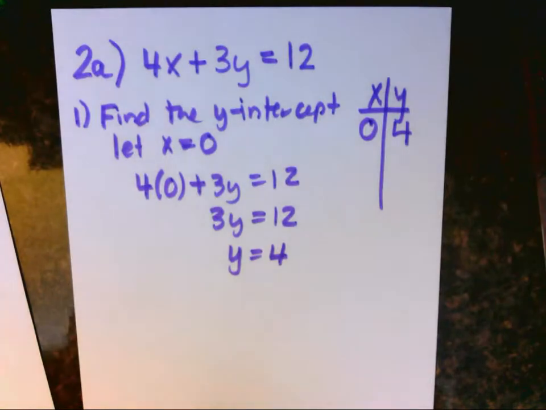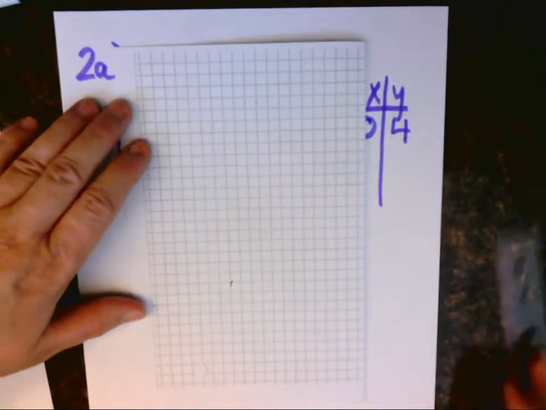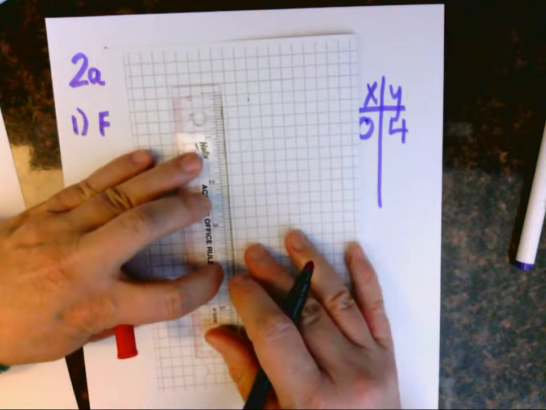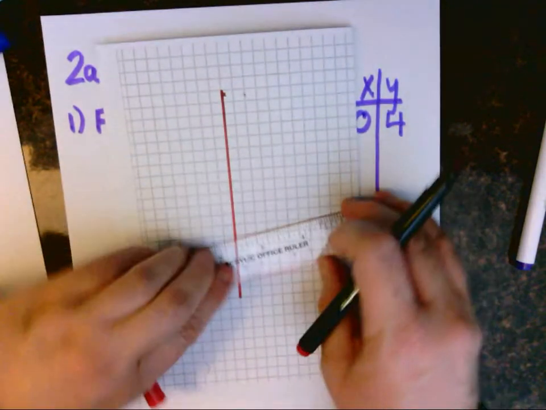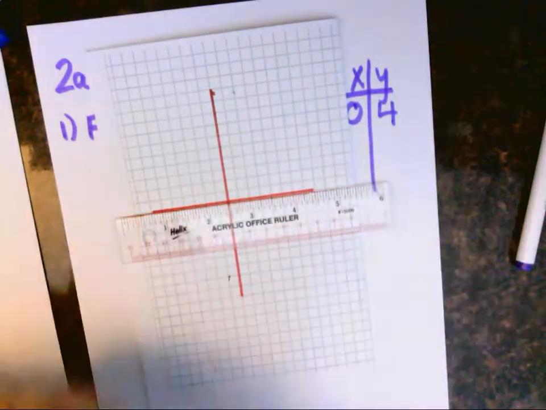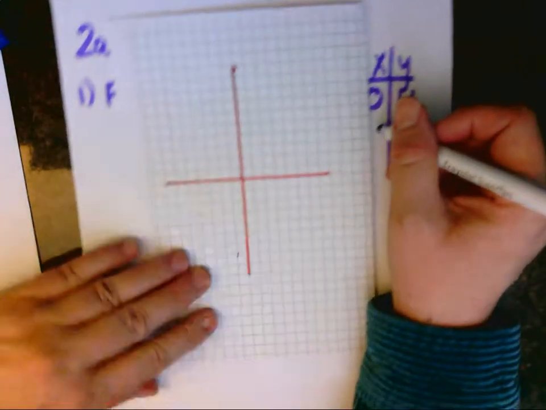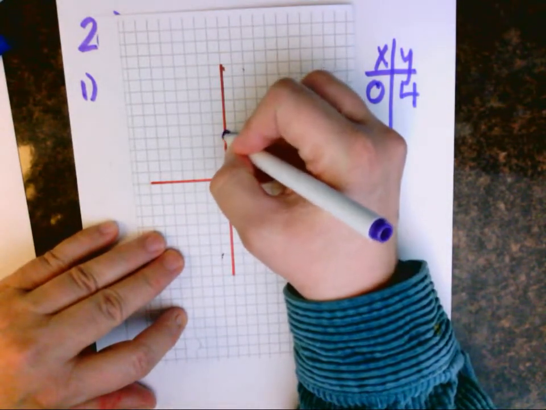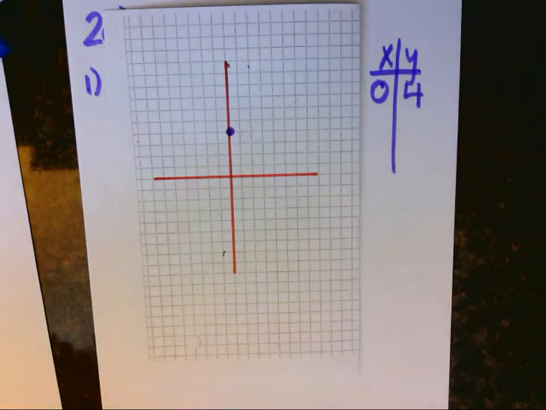So let's go ahead and put that on the graph before we find the next intercept. Put my axes in here. This intercept is at 0, so we go 0 in the x direction and 4 in the y direction. And notice that is the intercept. It's the point where it crosses the y-axis. That's the y-intercept. So it's looking good so far.